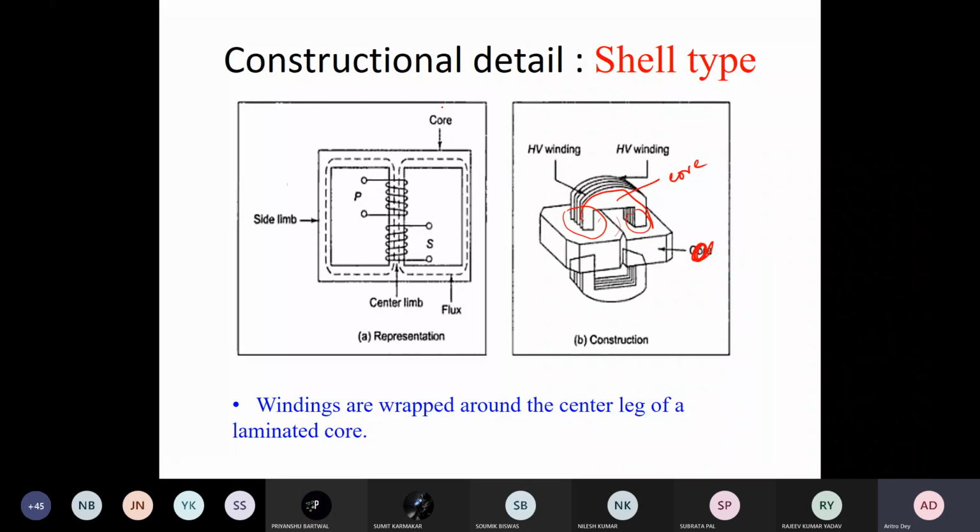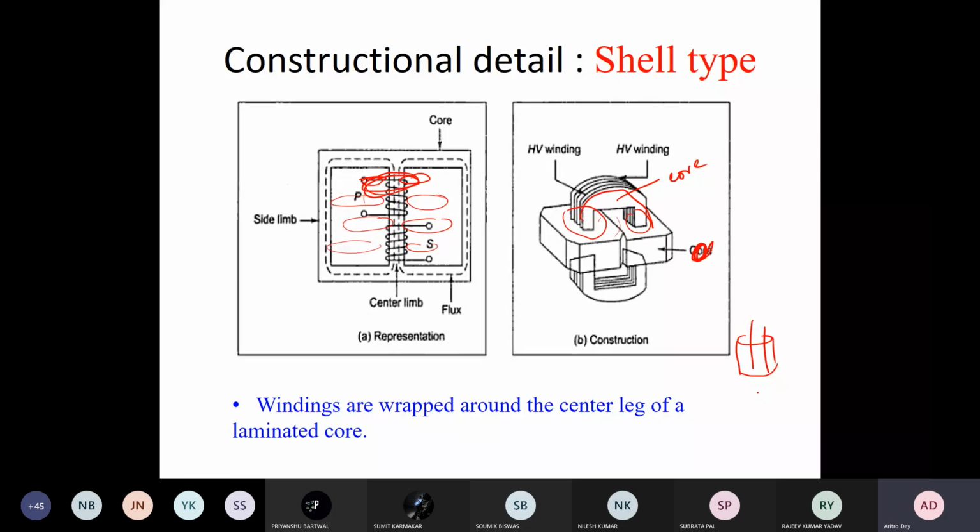It is given as primary and secondary. There will be a certain part with low voltage, then high voltage, then again low voltage, then again high voltage, and the leads will be taken out accordingly and connected with the bushing. So we put the entire coil over the central limb. This is your low voltage, and over that you have high voltage.